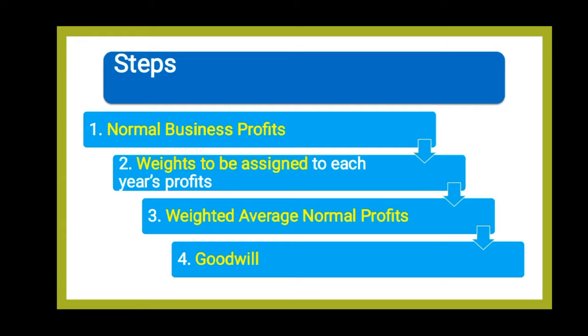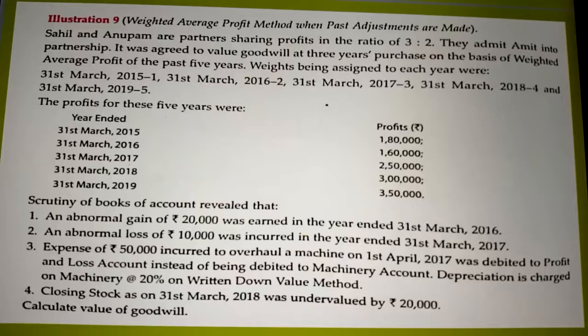The third step is to calculate the weighted average normal profits, and the fourth step is similar to the simple average method, that is, to calculate the goodwill.